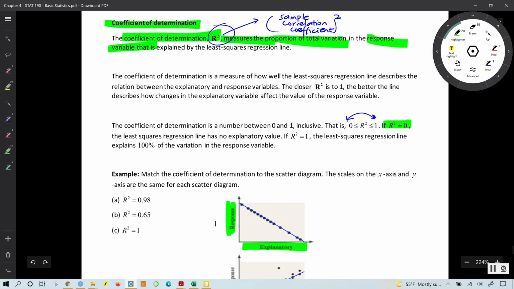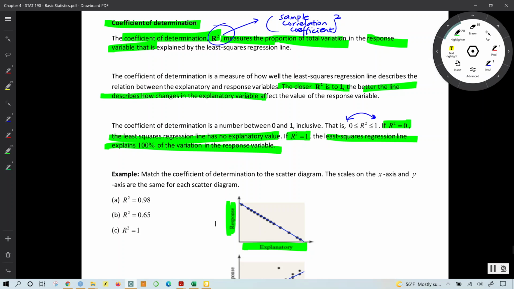And if R squared is equal to 0, it means the explanatory variable has no value or offers no information in terms of predicting the response variable. Otherwise, if the R squared is equal to 1, then the least squares regression line provides 100% of the information we need to explain the changes in the response variable. The closer R squared is to 1, the better the regression line explains how changes in the explanatory variable impacts the value of the response variable.